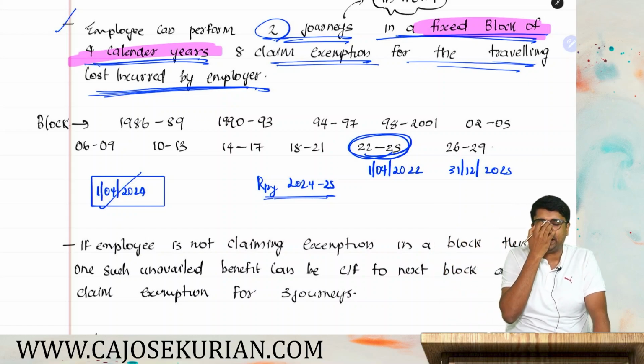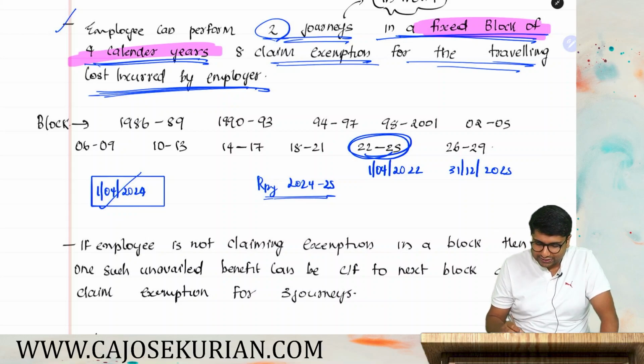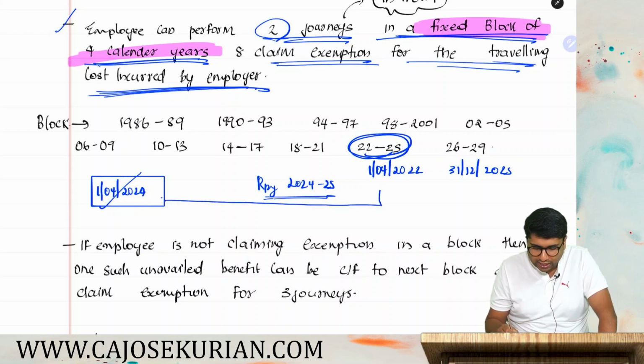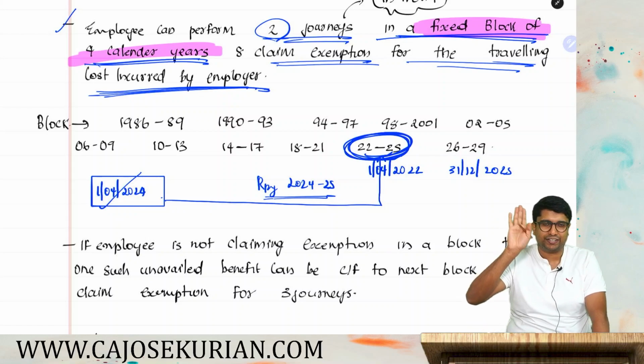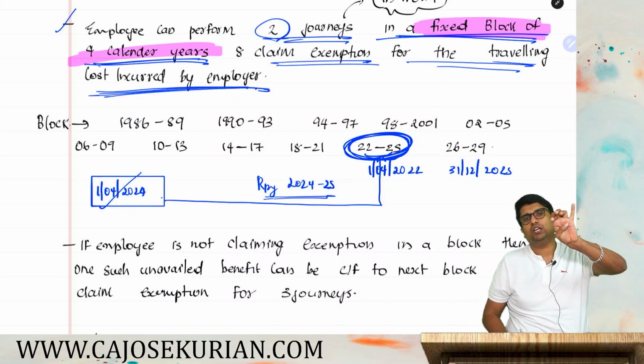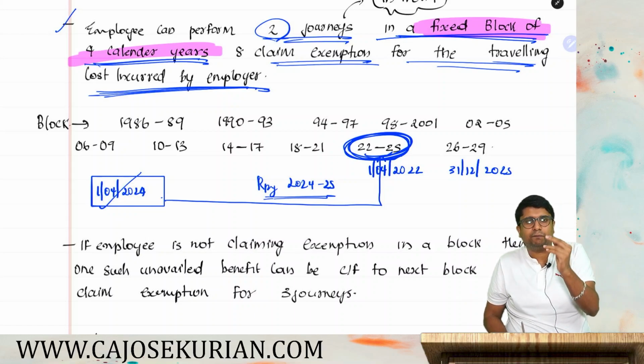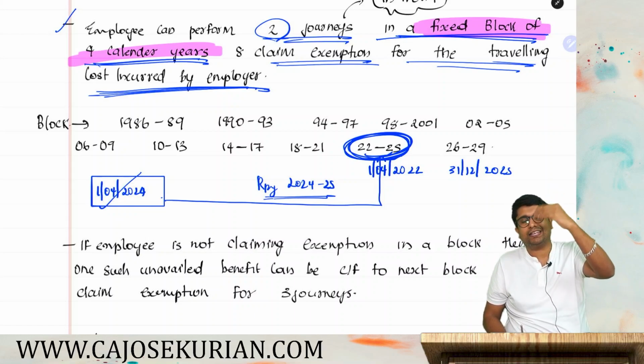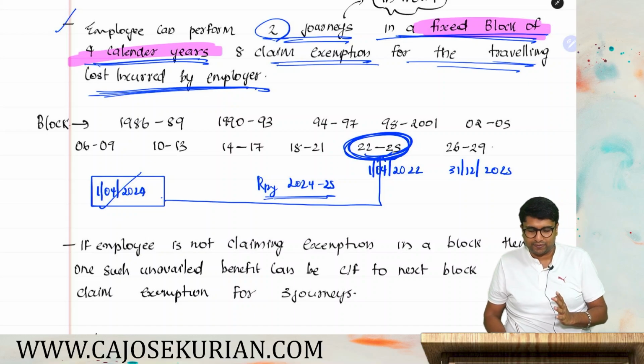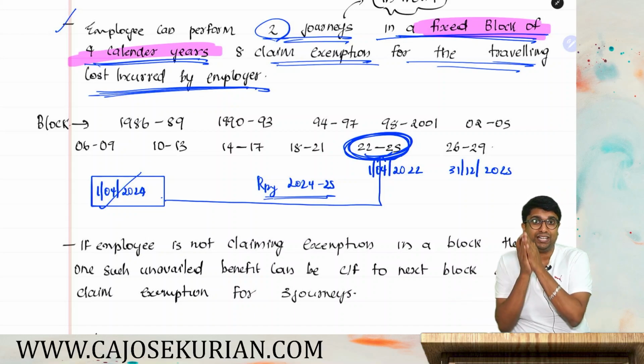Irrespective of my date of joining, I'll enter the respective block. If I'm joining the company on 1st April 2024, I'll fall into the 22-25 block, the 4 calendar year block: 22, 23, 24, 25. In that block, I can perform up to 2 journeys and I can claim exemption for the traveling cost. That's what they are saying. That is said to be the fixed block.